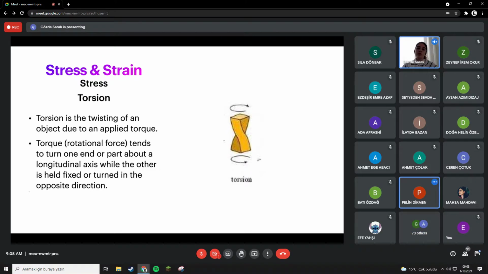And torsion. Torsion is the twisting of an object due to an applied torque. Torque means rotational force. It tends to turn one end around a longitudinal axis while the other is held fixed or turned to the opposite side.